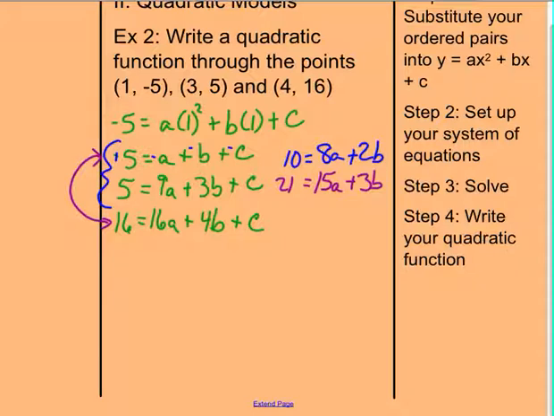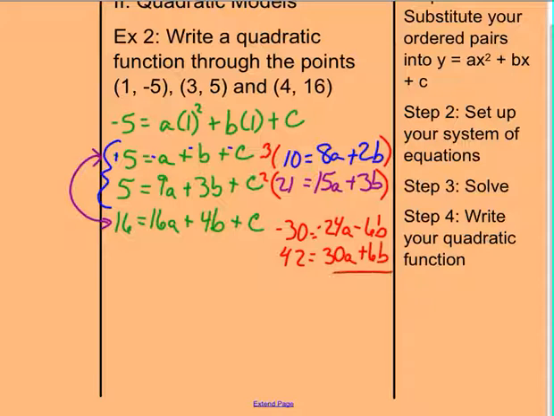So now we're going to look at our blue and purple equations and get a variable to cancel. I'm going to try and get my b's to cancel because they're smaller numbers. So I'm going to multiply this by -3. I'm going to multiply this by 2. So I get -30 equals -24a minus 6b. My second equation becomes 42 equals 30a plus 6b. Adding them together, I get 12 equals 6a. So a equals 2.